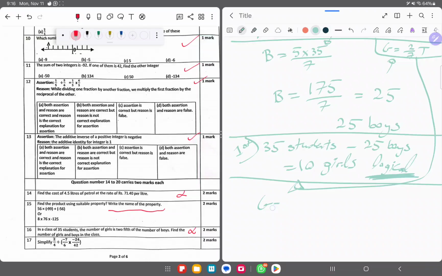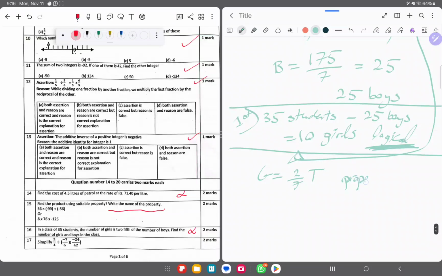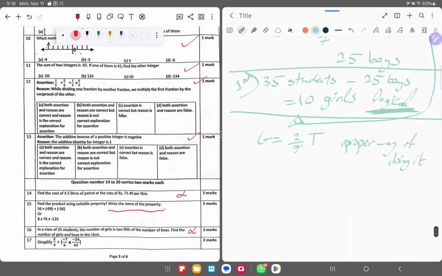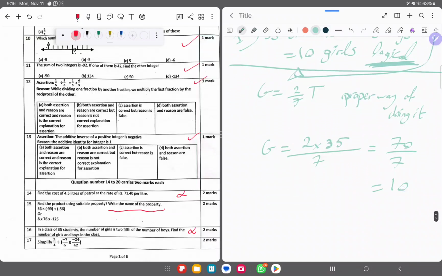This one, which is G is equal to 2 over 7T. This is the proper way of doing it. G is equal to 2 over 7 times T. So G is equal to 2 over 7 times 35, that's 10. Okay. So these are 10 girls.